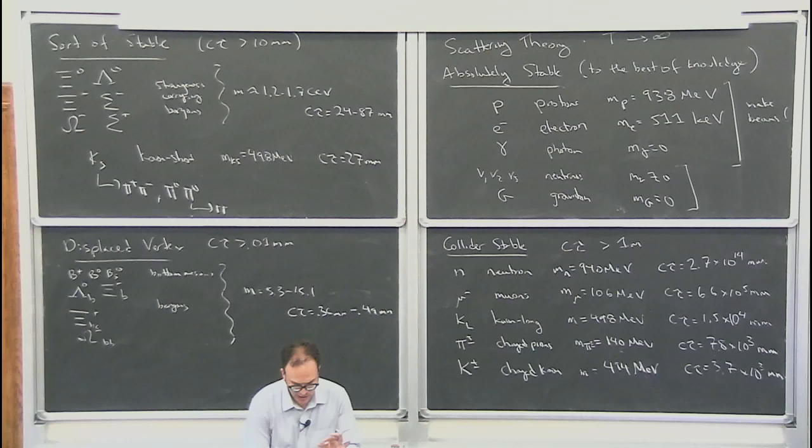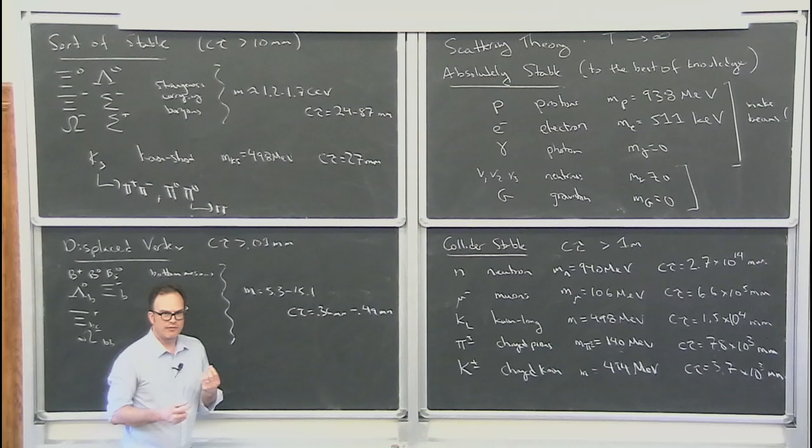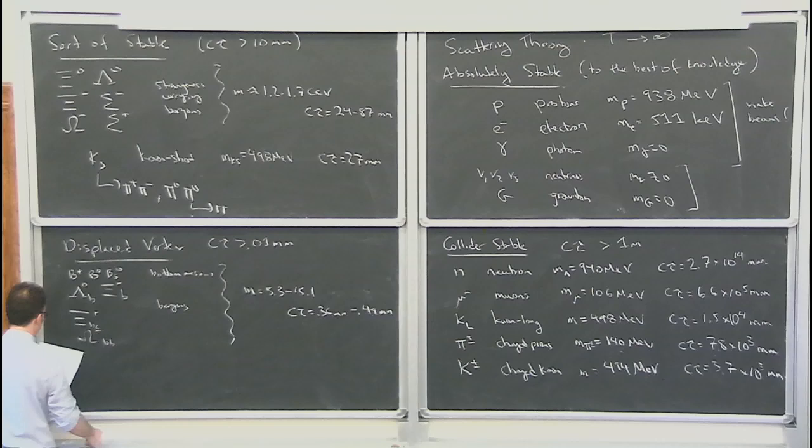You give them a large enough Lorentz boost, they travel for some amount of time before decaying, and so that gives rise to this displaced vertex signature, where if you made one of these states, you can figure out that you made it because it traveled a macroscopic length that you can try to reconstruct before it decays. This is for the bottom system. You basically have the same thing with charm.